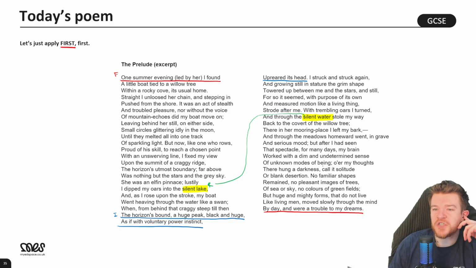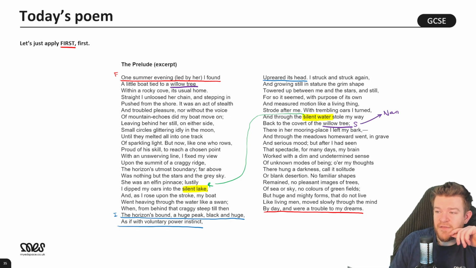Okay, then S is for structure. Now, what I'm going to say about structure is that we might call this a cyclical structure. The fact that this is a narrative poem and it starts and ends, or at least returns to, this willow tree. So we have a willow tree at the start, and let's see if we can find it again. "Back to the covert of the willow tree." Okay, so I'm just going to put my structure there, and a reminder that this is a narrative, and indeed it is somewhat cyclical, and we can talk about the cyclicality of it in a minute.